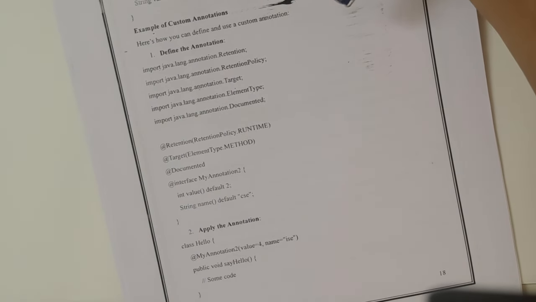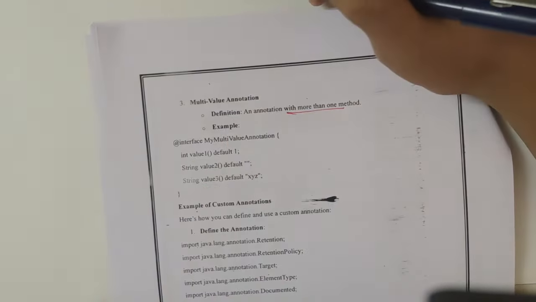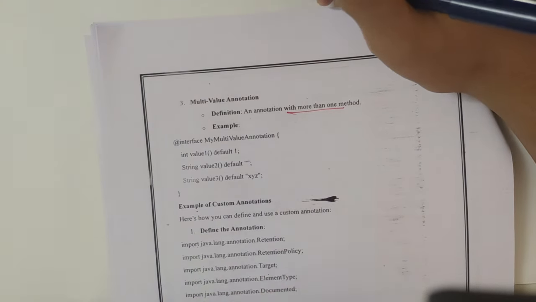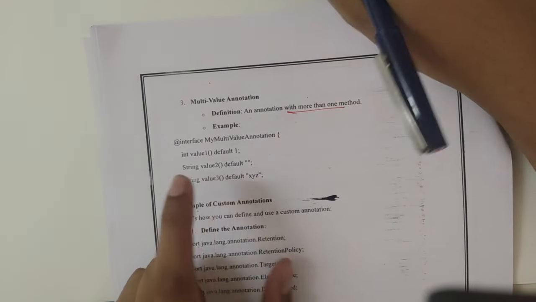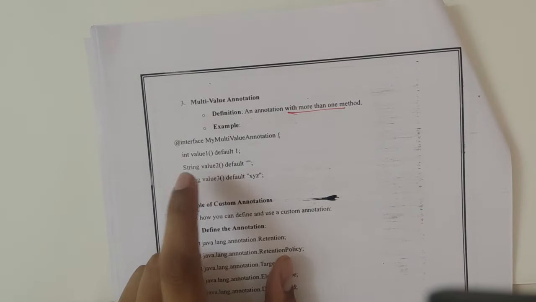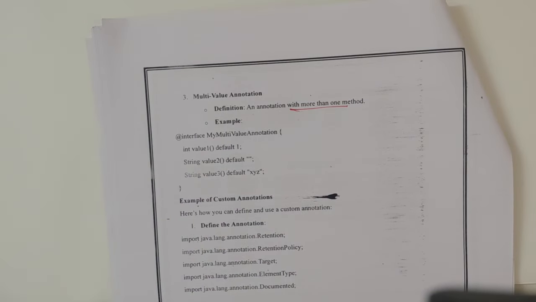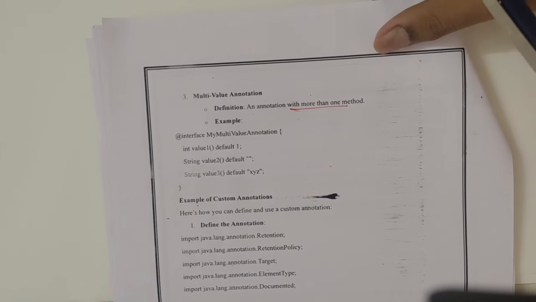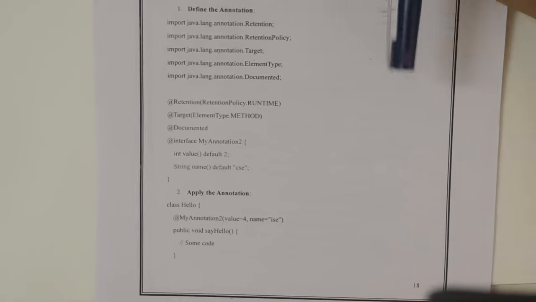Next we have a multi-value annotation, or a full annotation. It is like an annotation with more than one method, and it is basically used for dealing with more complex attributes. This is the code for that: int value1 default 1, then string value2 default, then string value3. This is the code for a multi-valued annotation.